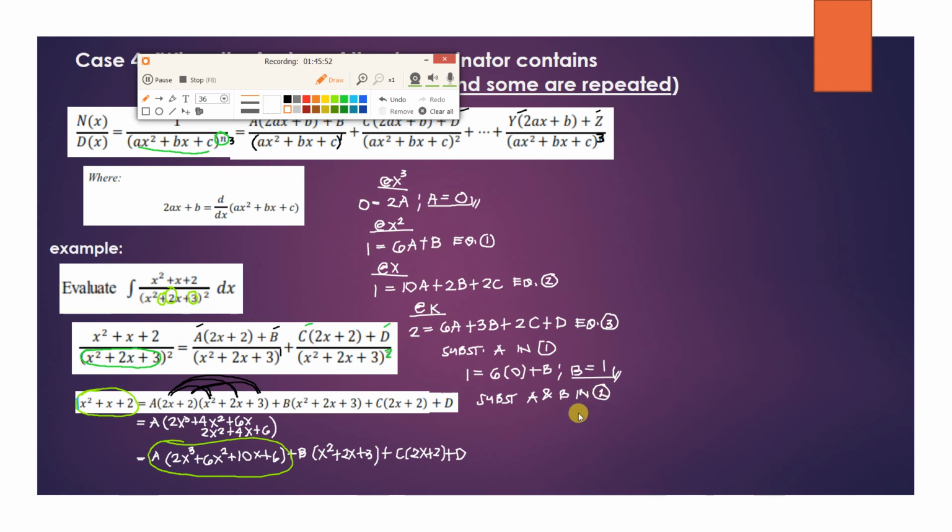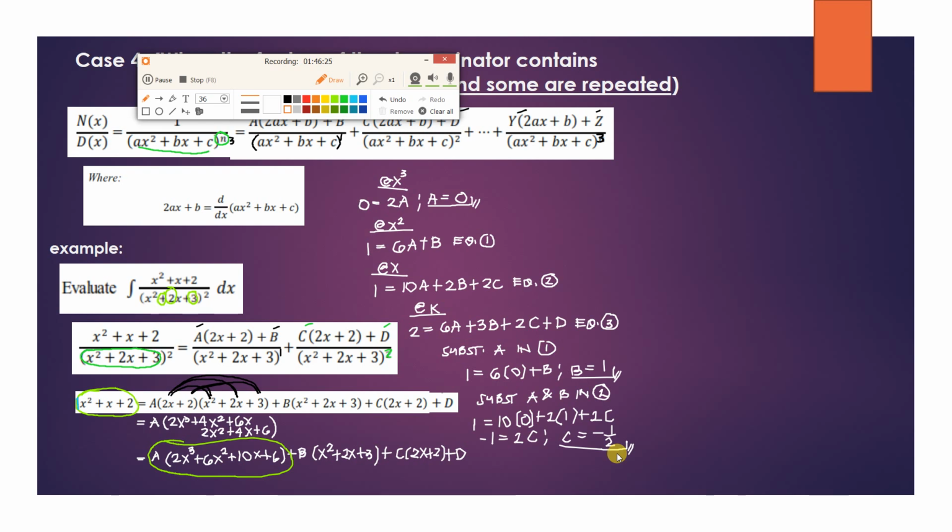In equation number 2, we have 1 equals 10 times A, which is 0, plus 2 times B, which is 1, plus 2C. So, yung 2 na lang, lipat sa kabila, we have negative 1 equals to 2C. Ay, nasusundan naman, no? Therefore, C is equals to negative 1/2. That's good.